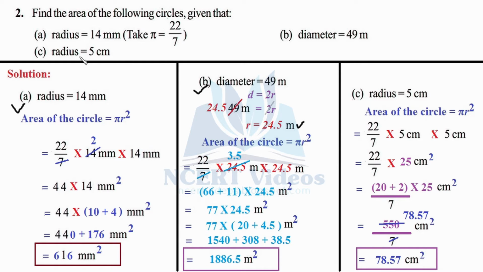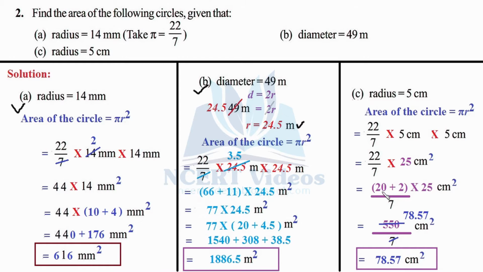Now here radius is given as 5 centimeter. We can directly apply area of circle is pi r square, pi 22/7, because we were asked to, into 5 centimeter into 5 centimeter. Centimeter into centimeter is centimeter square. 5 5s are 25, 22/7 as it is. Now 22/7 can be written as 20 plus 2/7, because when you solve it, you get back this number into 25 centimeter square as it is.